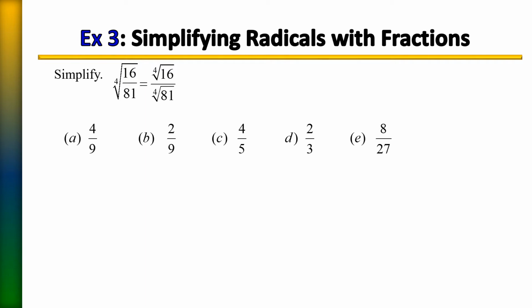For the top, you want to know what number when you multiply it 4 times is going to give you 16. That number is 2. On the bottom, what number when you multiply it 4 times is going to give you 81? And that number is 3. So it is 2/3. Answer choice D.